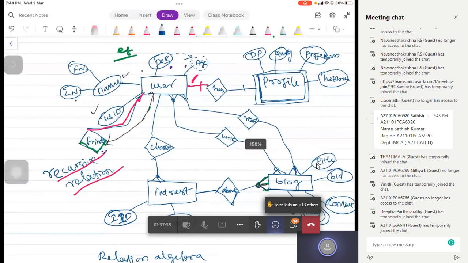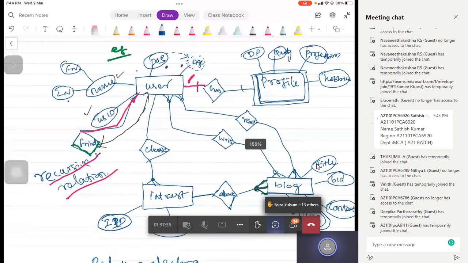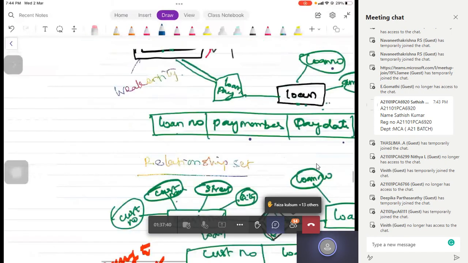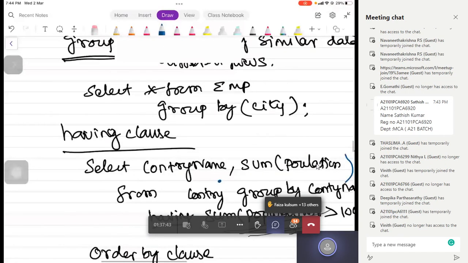புரியுதா இப்போ? ஓகே, ஆர் யூ அண்டர்ஸ்டுட் வாட் இஸ் ER டயக்ராம்? நல்லா புரியுதா?